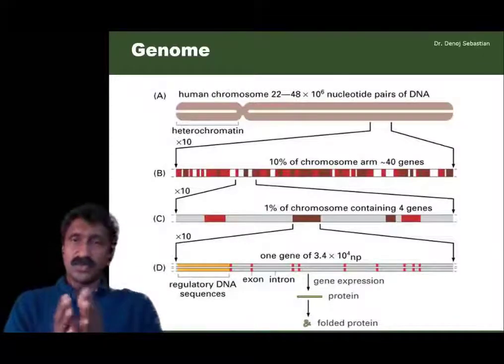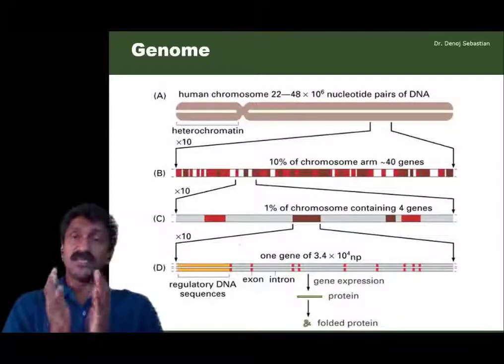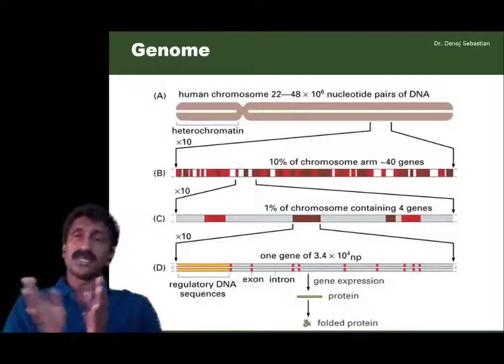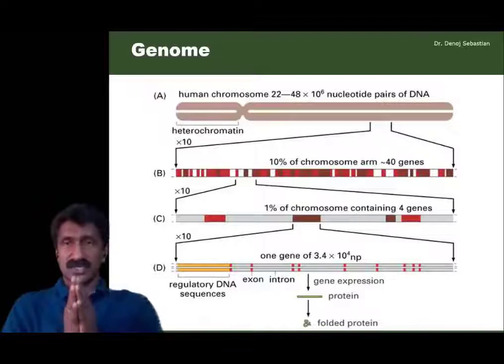So in chromosome 22, if you are taking it as an example, the quantity of the DNA or the number of genes which is present in that particular chromosome in 1% is about 4 genes. That is the approximation. Okay.